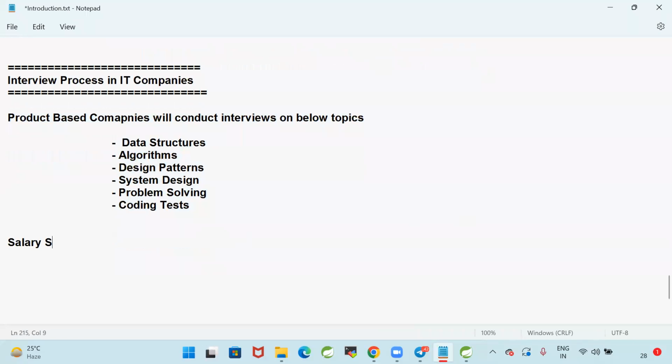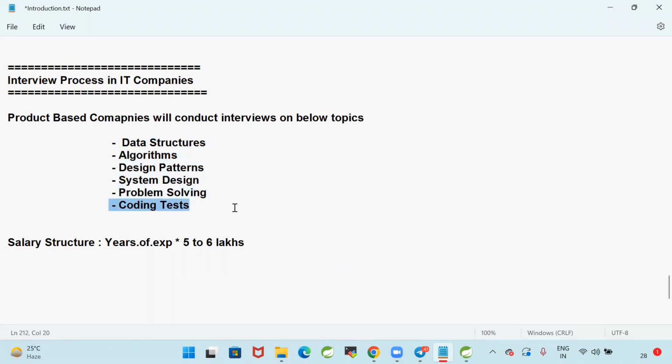Now, the salary structure in a product-based company: years of experience multiplied by 5 to 6 lakhs they can offer. If you have 2 years of experience, they can give you a 10 or 12 lakhs package. Sometimes it may go to 7 lakhs per year also. For 2 years they can give 12 lakhs, even 15 lakhs, when you are strong in data structures, algorithms, problem solving, and coding tests.